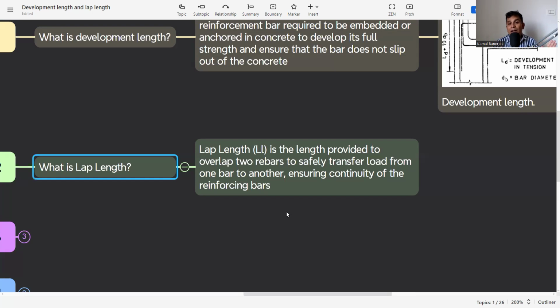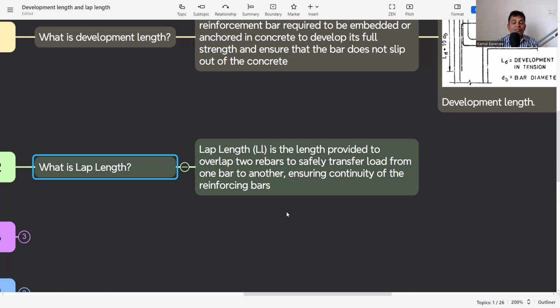Now if our structure is more than 12 meter, which is normally the case, what do we have to do? We have to lap one bar with another bar, and that overlap is called the lap length. So it is transferring load from one bar to another bar in order to provide the desired length of the structure if it is more than 12 meter, or 20 meter, 30 meter, whatever.